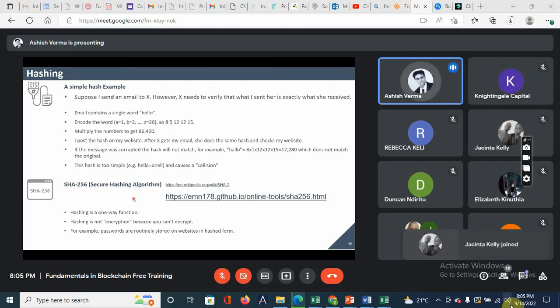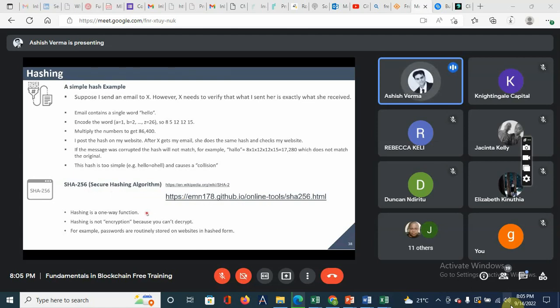In Bitcoin, the hash algorithm we use to define these kinds of numbers is called SHA-256, or Secure Hashing Algorithm. This is the tool where you can find what exactly this algorithm does.